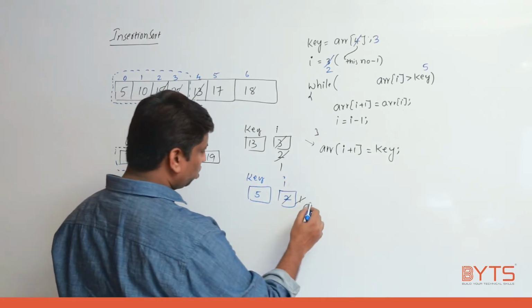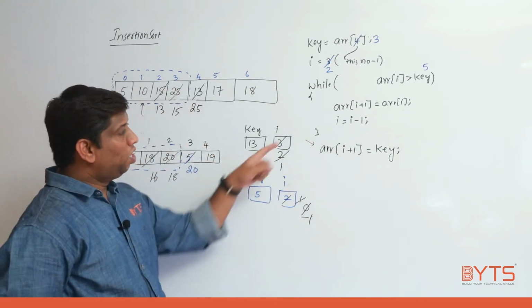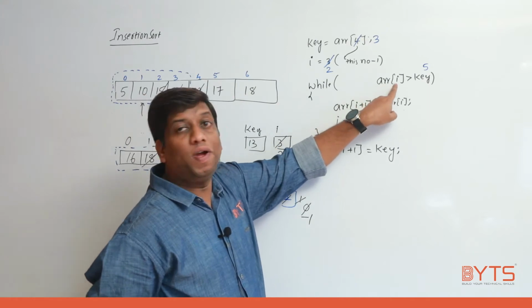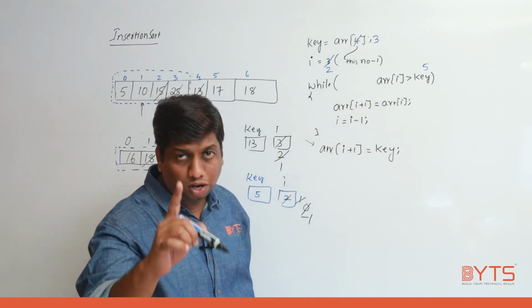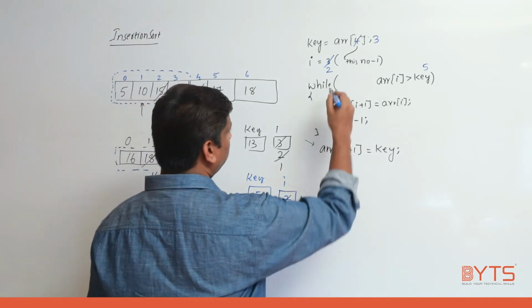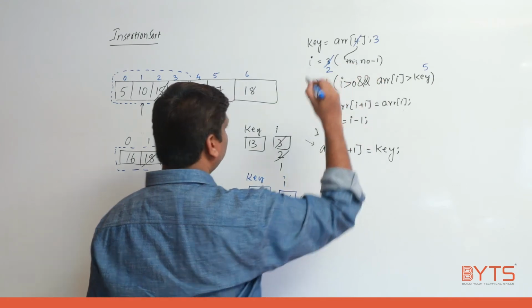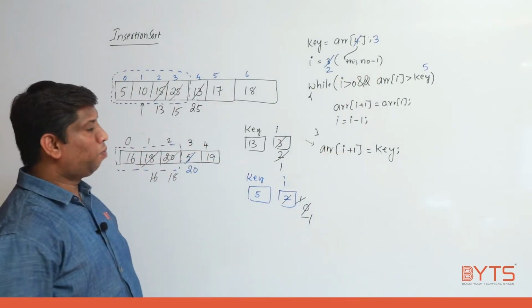I is equal to I minus 1. I value will become minus 1, right? End of the loop. ARR of minus 1. So, you should not go to a negative index. That is the reason whenever you are having a decrement, compulsorily what should I write here? I greater than 0, and see, very important point.